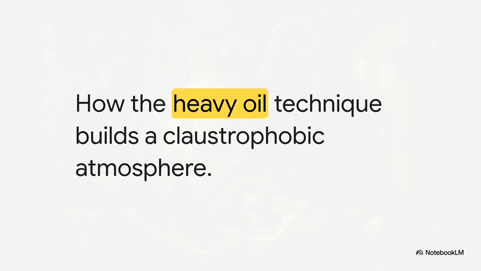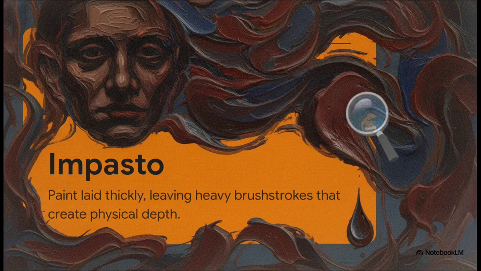Now, to understand exactly why this image feels so heavy and inescapable, we need to take a quick look at the heavy oil aesthetic itself. Which brings us to a super crucial artistic term, impasto. So this is a technique where paint is laid incredibly thickly onto a surface. So thick, in fact, that the brush or painting knife strokes remain entirely visible. It creates literal, physical depth on the canvas.